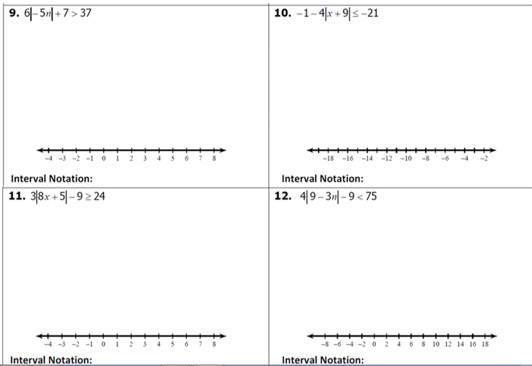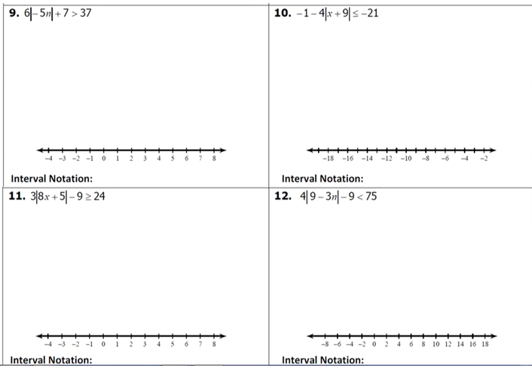So first example, we have 6 times the absolute value of negative 5n plus 7 is greater than 37. We need to begin by isolating that absolute value. We've got to get it completely by itself before we can split it into its 2 cases, just like we did with our equations. So our first step to isolate, you do the order of operations in reverse order.